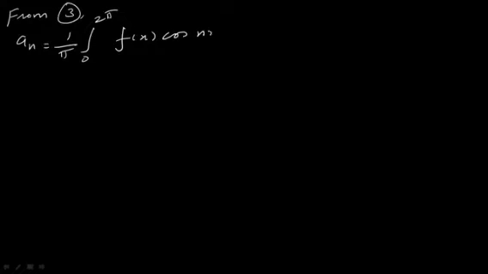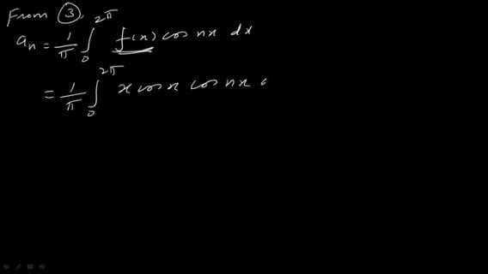Next we calculate the value of an. From equation 3, your an is equal to 1 by pi. First let me write down the general formula for calculating an: 1 by pi integral 0 to 2 pi f of x cos nx dx. So what is the given function f of x? Next step, let me replace f of x by x cos x, right? x cos x cos nx dx.